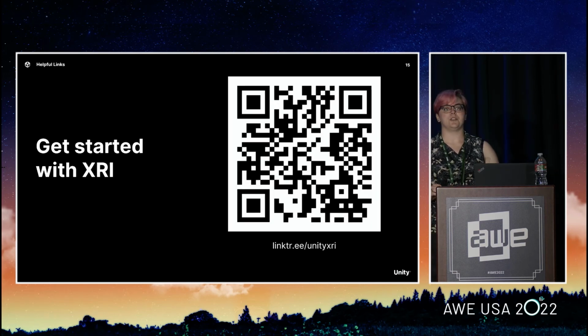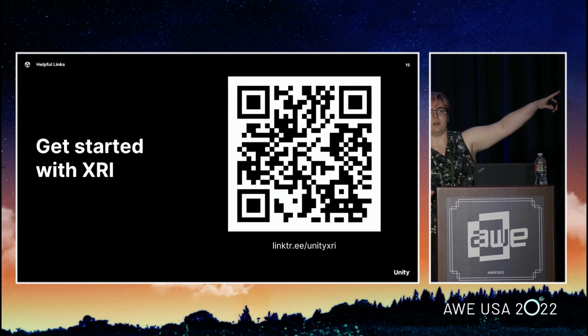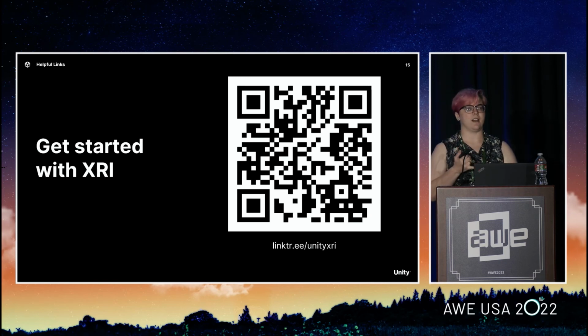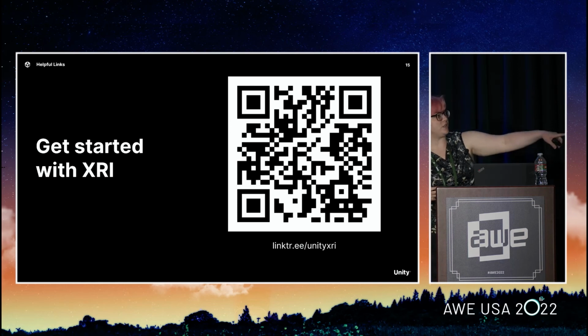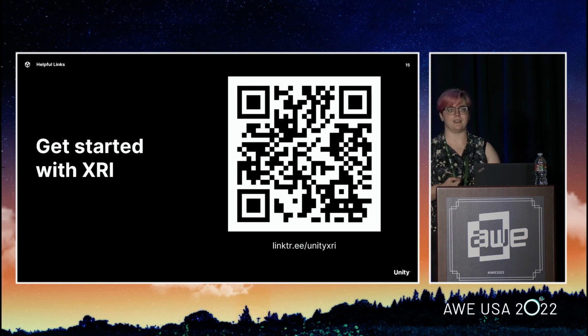So how do you as a creator get started with XRI? Up here, this QR code will take you to a list of samples and documentation. Things like XRI docs and content, modules on Unity Learn that have step-by-step instructions on how to get started, as well as a link to our roadmap so you can see in real time what we're working on over at Unity. If you don't have a QR code scanner available, there is a Linktree URL at the bottom which you can use to go to the same place.